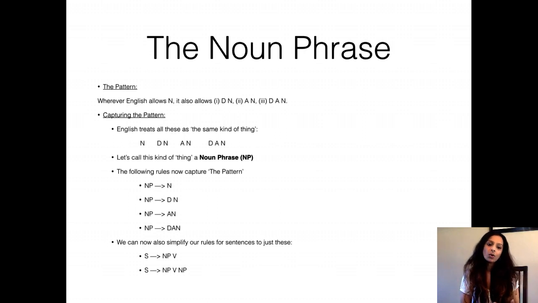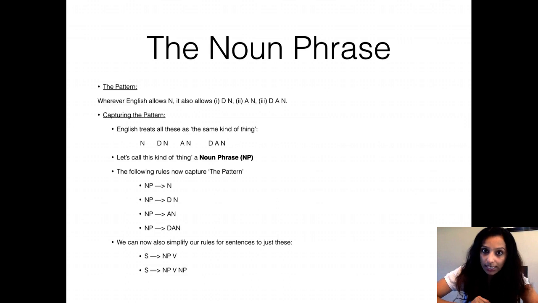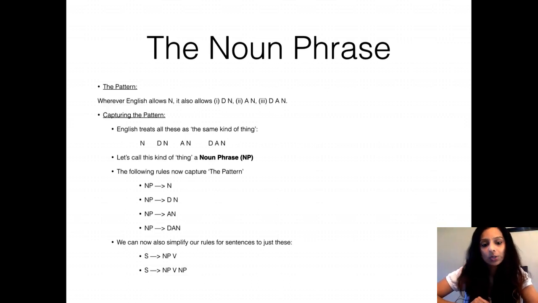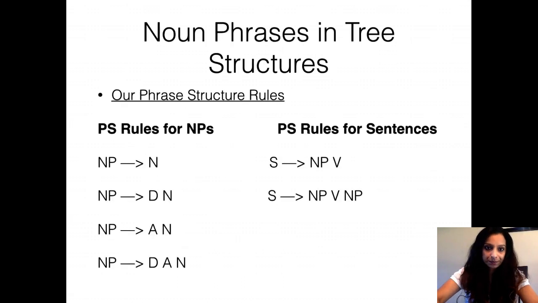And therefore now we can have not just a sentence that's combined with a noun phrase and a verb, but you can also have a sentence where you have a noun phrase, a verb, and another noun phrase. So S goes to NP V captures intransitive sentences of English with just one subject, and S goes to NP V NP captures transitive sentences of English.